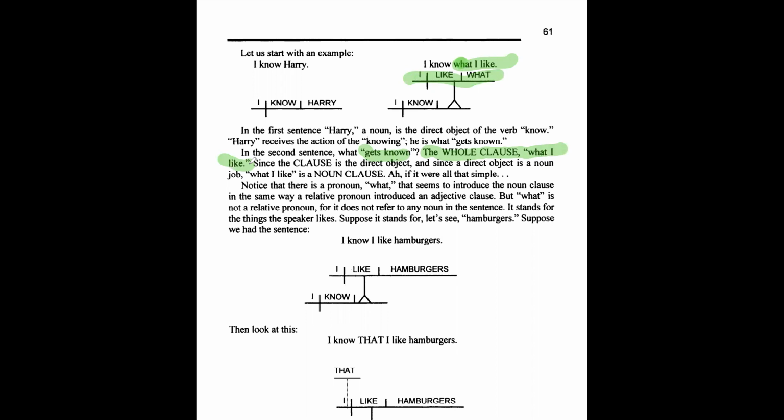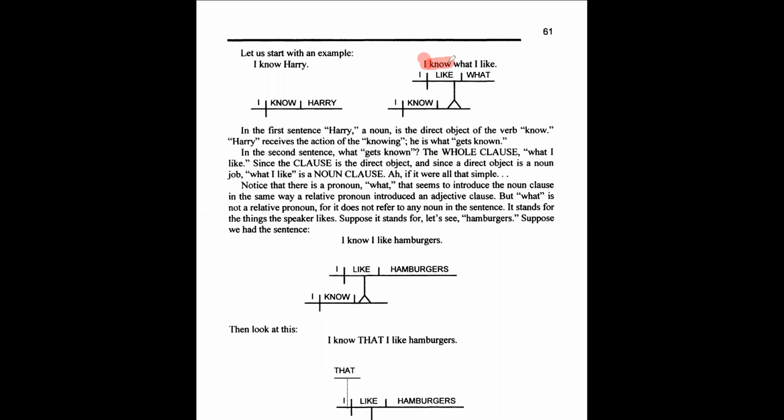If it were all that simple. Okay, so it is that simple. She's going to complicate it a little bit, but think of it like this. I see a clause, right? If I'm looking at this sentence, I know what I like. First thing you do, identify the main clause, the main subject, the main verb. Well, I is the subject. That's the main, right? And then the verb, know, that's what I is doing. Okay, you have an extra clause now. You have another I like.